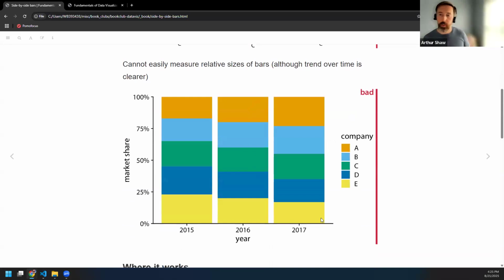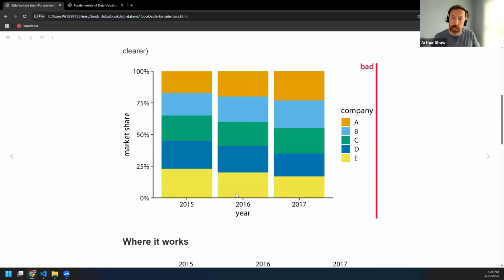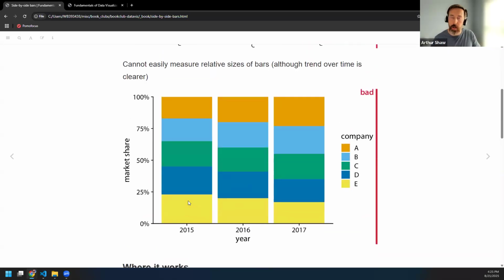Another alternative he puts forward is, okay, well, let's do side-by-side stacked charts. I think this is not terrible. He labels this as bad. I definitely see the deficiencies of it, but still it conveys some information that was missing in this previous example. So it's the same data, just using a different viz strategy.